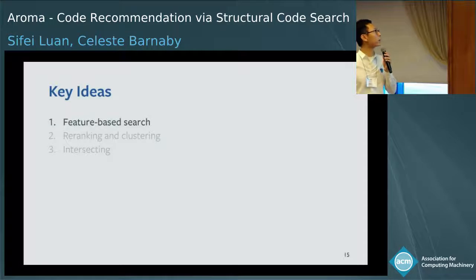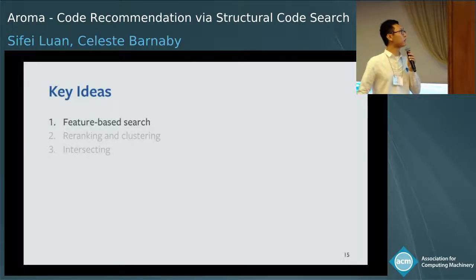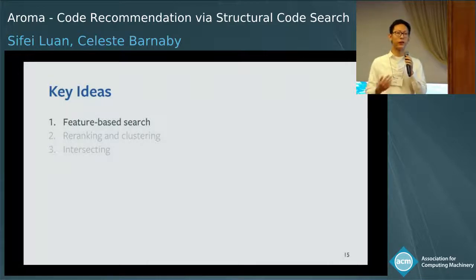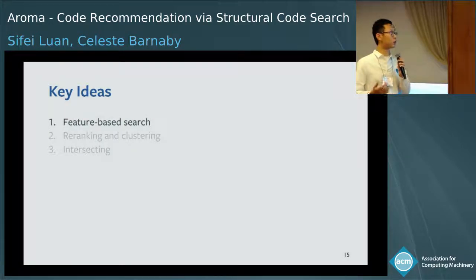So there are a few key ideas I want to go through. The first one is called feature-based search. Basically, the idea of feature-based search is that we first need a way to reduce the set of 2 million methods into a much smaller set, which we can manage to perform more fine-grained analysis. And we need to do this in a reasonably fast way, so it's actually practical to use.